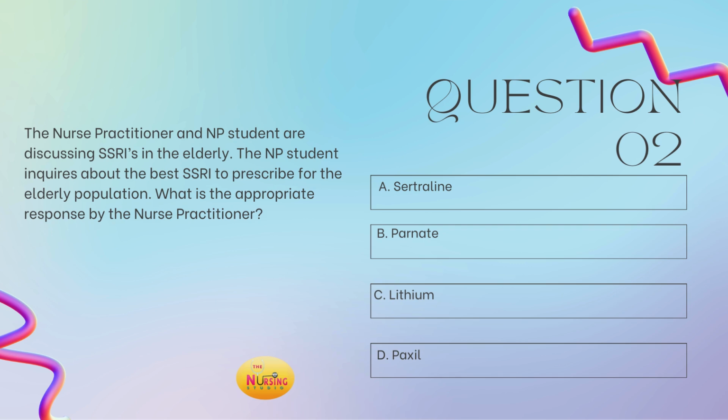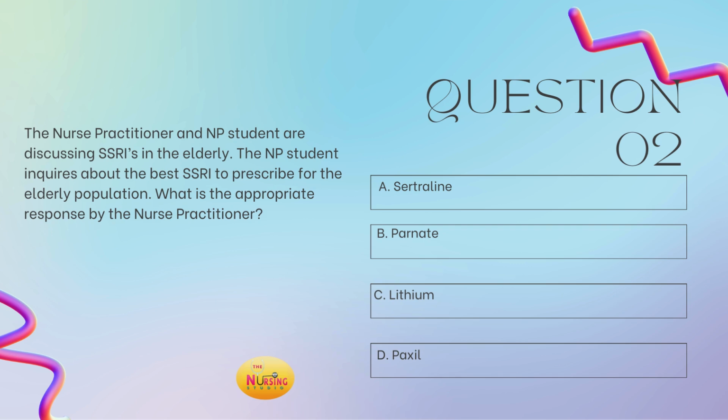All right, so stem of the question states, what is the appropriate response by the nurse practitioner? All right, so what are we responding to? Nurse practitioner and NP student are discussing SSRIs in the elderly. The NP student inquires about the best SSRI for the elderly population. All right, so one, you need to know your medications because if you can't identify them, then that's going to mess you up already. Note endings and group them together based off of drug classes.